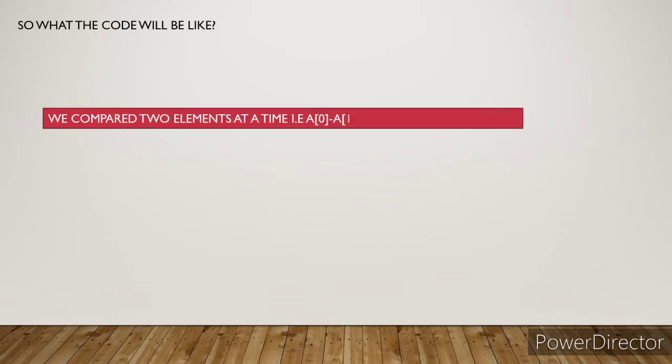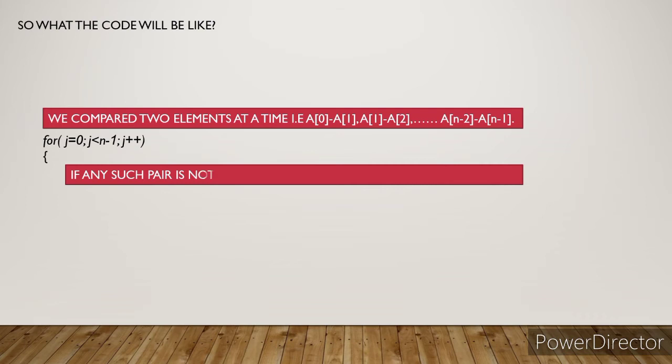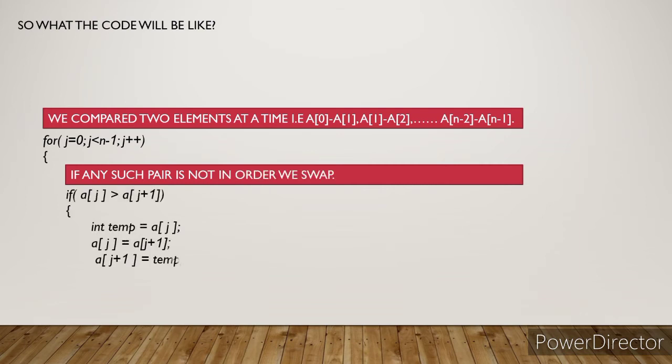We compare two elements at a time, that is a of 0 to a of 1, a of 1 to a of 2, and so on. So for that we need to write a loop for j equal to 0, j less than n minus 1, j plus plus. And for comparison, we write if a of j is greater than a of j plus 1, we are swapping: temp is equal to a of j, a of j is equal to a of j plus 1, and a of j plus 1 is equal to temp.